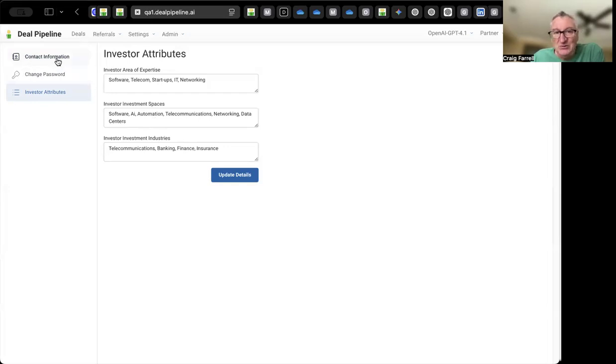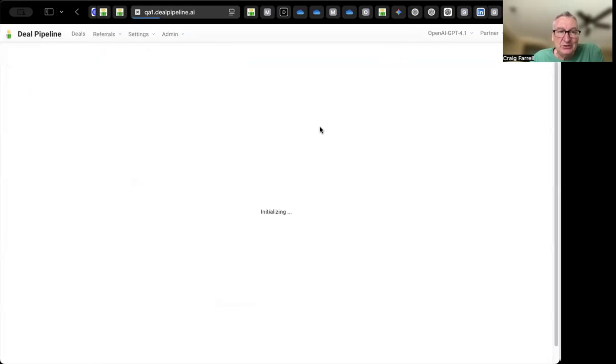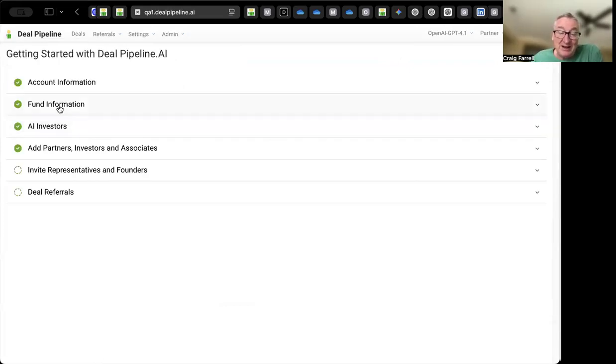So that's a quick summary of what you would need to fill out for the first thing, which was your personal information, on and about yourself. Now, once you've done that, the next thing you'll be asked to provide information on is, in fact, the fund information.